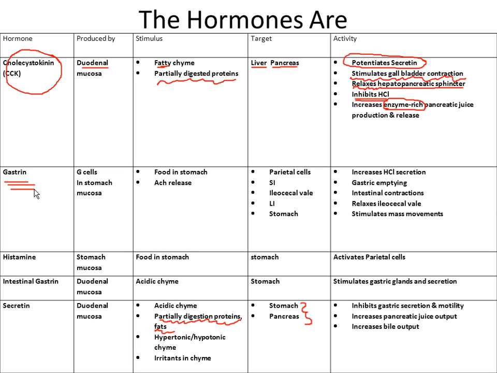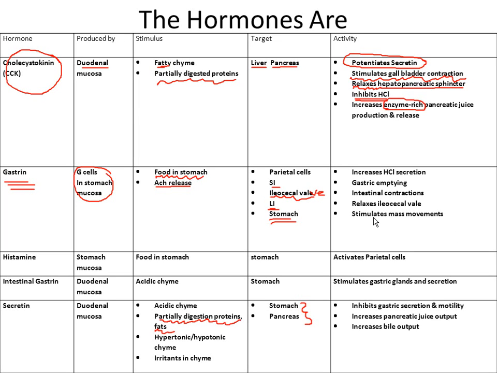This is gastric gastrin. It's secreted by G cells in the stomach. The trigger for releasing it is acetylcholine release, but also just the presence of food in the stomach. So gastric gastrin gets secreted in the gastric phase. Its targets are the parietal cells, small intestine, ileocecal valve, oops, typo, large intestine, and even the stomach itself. So gastric gastrin has a lot of targets.